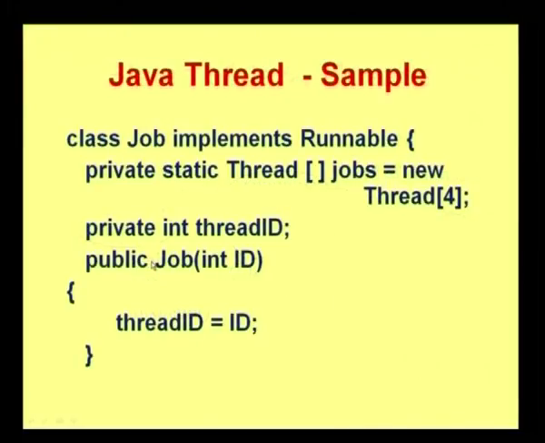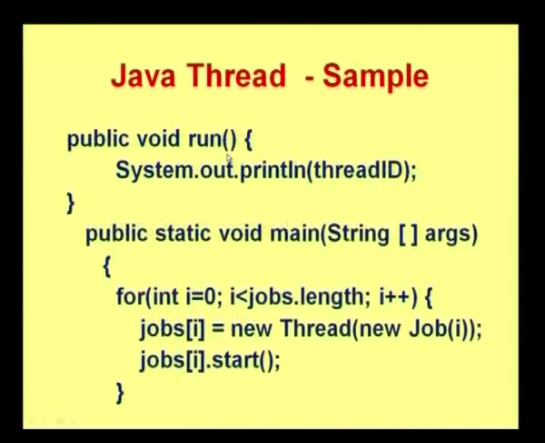Here you can see a sample program which creates a thread and utilizes a few methods of thread. Class Job implements Runnable. I have implemented the Runnable interface, so I have to implement my run method. Private static Thread, so here I have an array of threads. It means that I have n number of jobs, where n is assigned to be 4. So I have 4 jobs, and these jobs are threads. I have a variable called threadID, which is an integer, and a constructor which assigns that integer to my threadID.